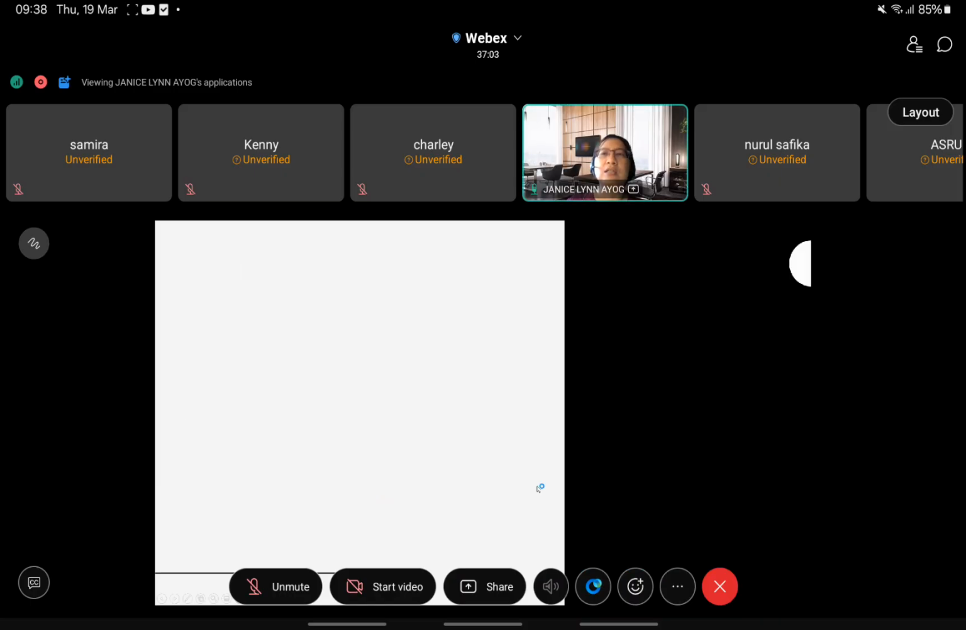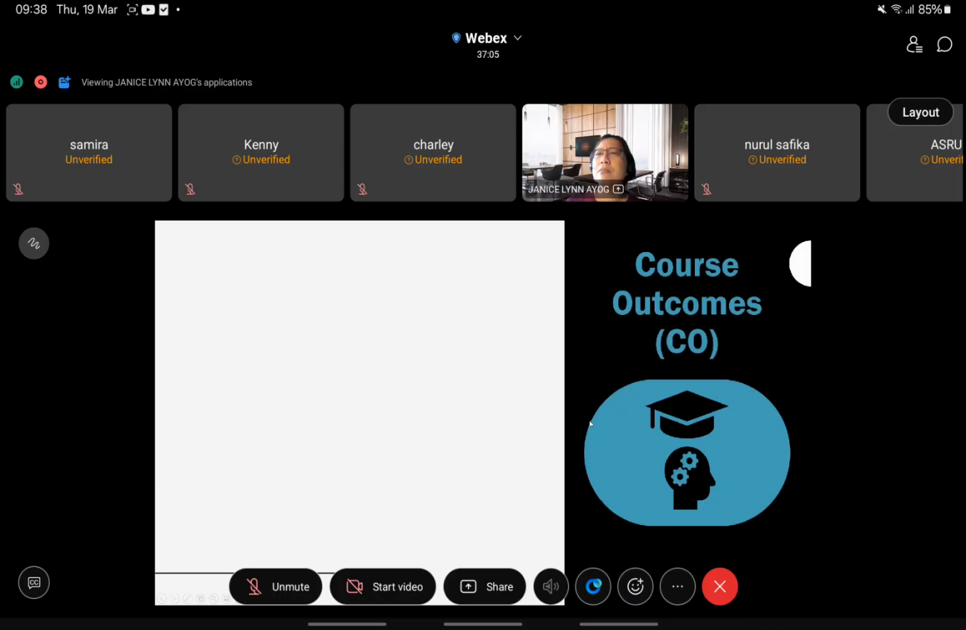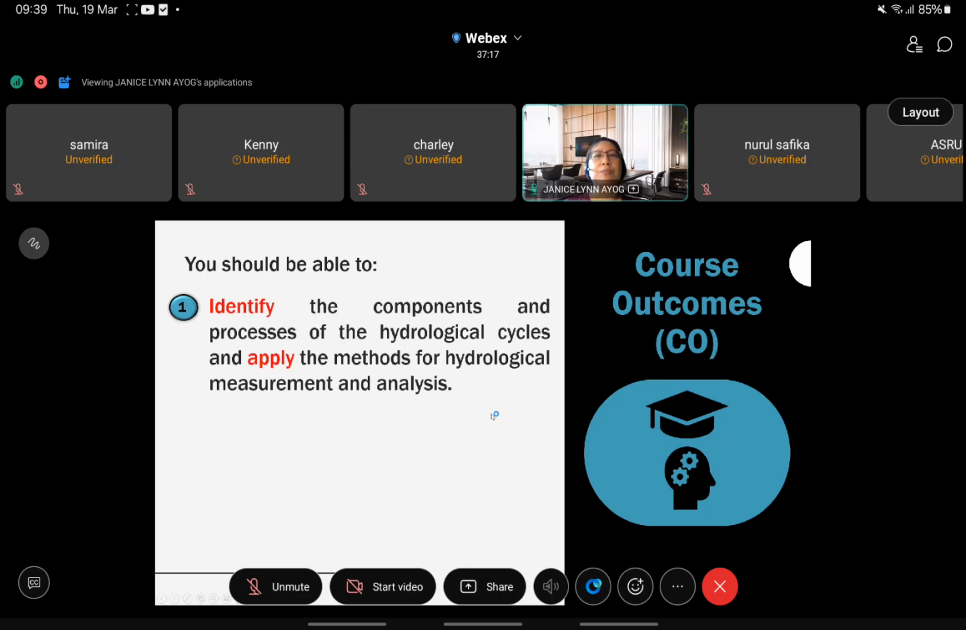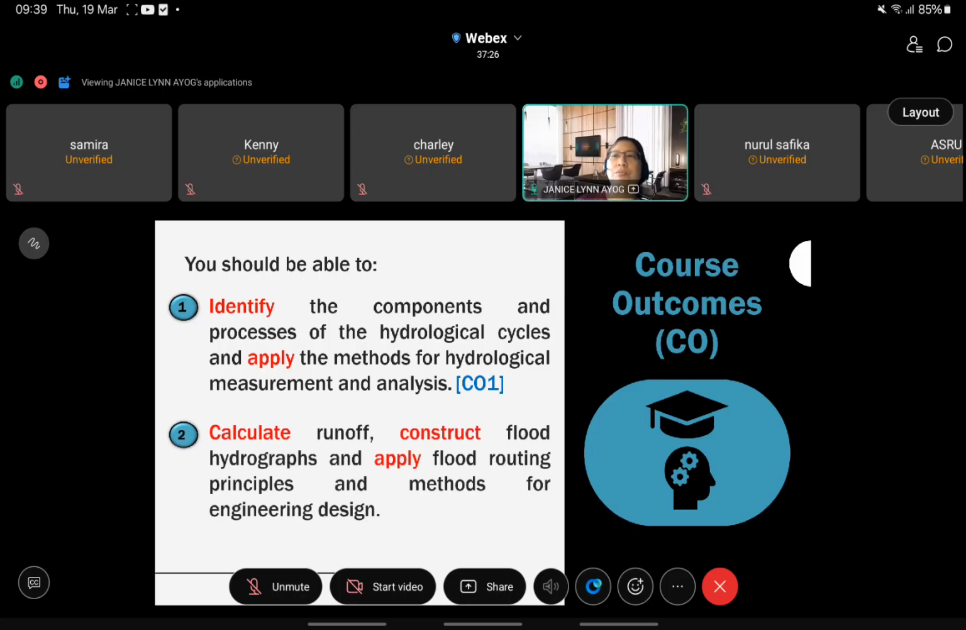I'm going to zoom further. Course outcomes, there are 4 for this course. Just the compulsory ones. So you should be able to identify the components and processes of the hydrological cycle and apply the methods for hydrological measurement and analysis. That's CO1. CO2, you need to be able to calculate runoff, construct flood hydrograph, and apply flood routing principles and methods for engineering design.